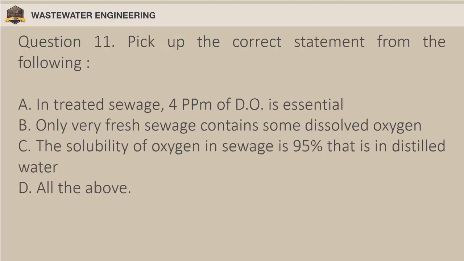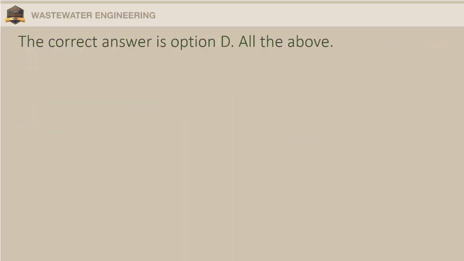Question 11. Pick up the correct statement from the following. A. In treated sewage, 4 ppm of DO is essential. B. Only very fresh sewage contains some dissolved oxygen. C. The solubility of oxygen in sewage is 95% that in distilled water. D. All the above. The correct answer is option D. All the above.